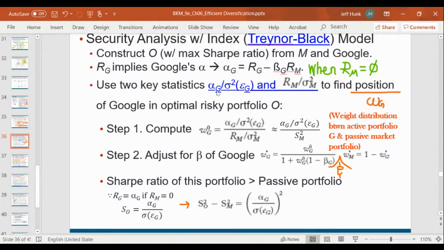In our last session, I explained the meaning of this ratio, what they call the information ratio. It's actually not exactly the same thing as the information ratio, because the information ratio is alpha over the standard deviation of error terms, the firm-specific risks, but this is alpha over variance.